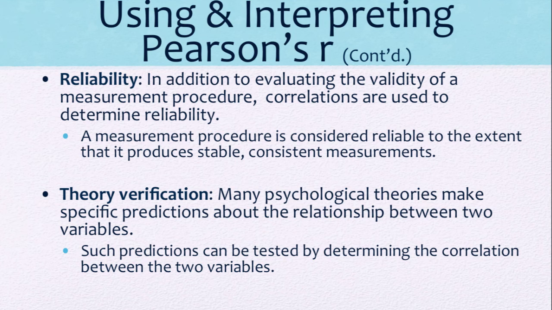And lastly, theory verification. Many psychological theories make specific predictions about the relationship between two variables. Such predictions can be tested by determining the correlation between two variables, right? And so past literature and theories, if they support a notion of a relationship existing, one can simply test that relationship to verify a theory that has been put in place or has been created or derived.